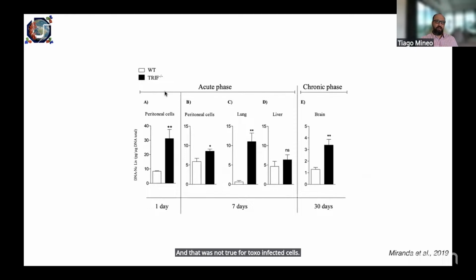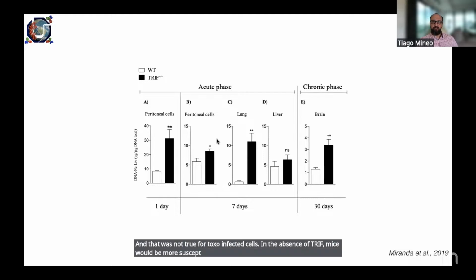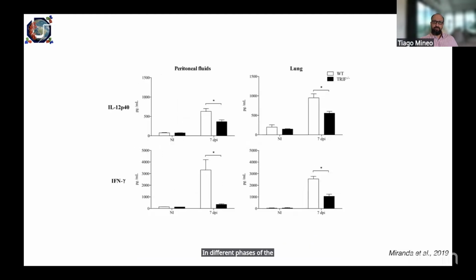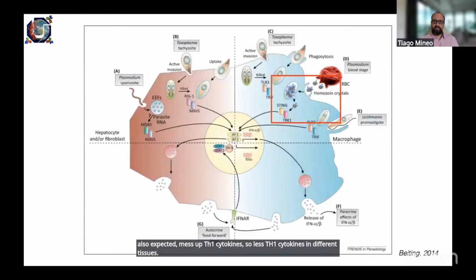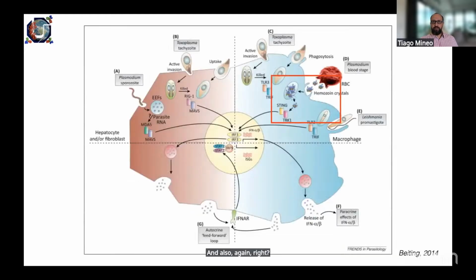In the absence of TRIF, mice would be more susceptible to infection by Neospora in different phases of the infection and in different tissues. It will also, as we expected, mess up Th1 cytokines, so there would be fewer Th1 cytokines in different tissues, and also interferon gamma, right? Well, that was it for TLR3.